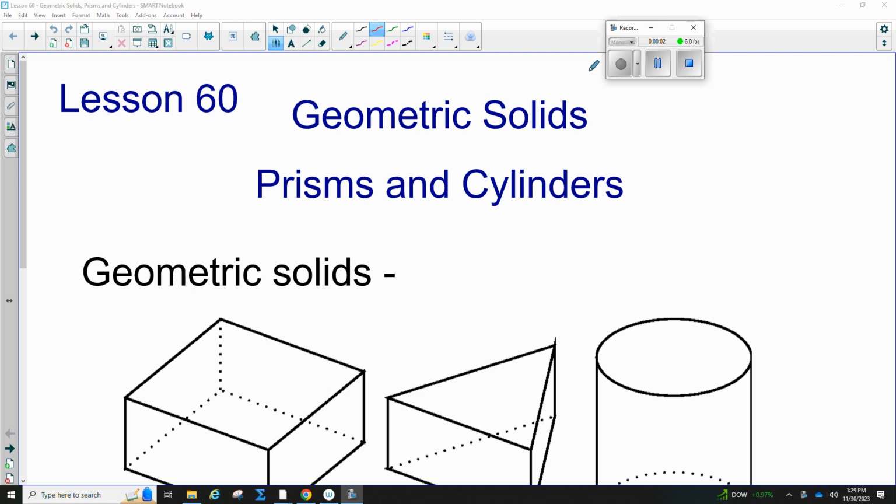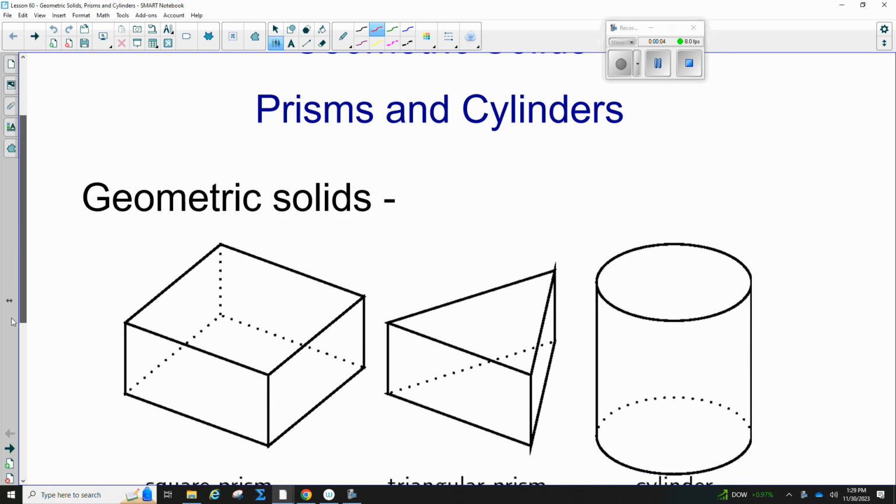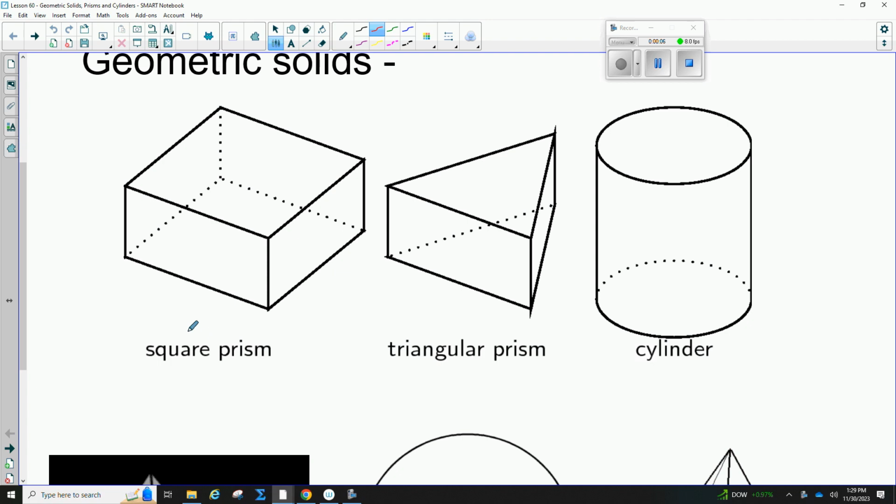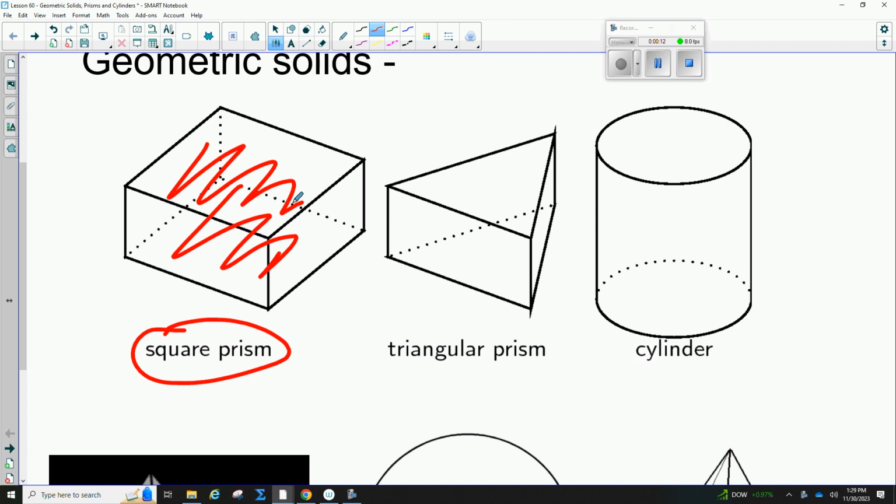Geometric solids, prisms, and cylinders. All right, so a quick review. This is a square prism right here. So the bases are squares, and it's a prism if it has two of the same thing, top and bottom, or left and right. Okay, that's a prism.